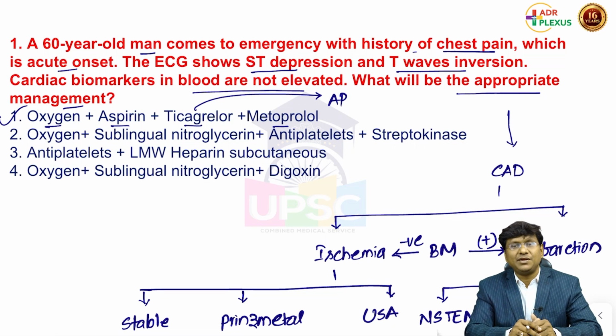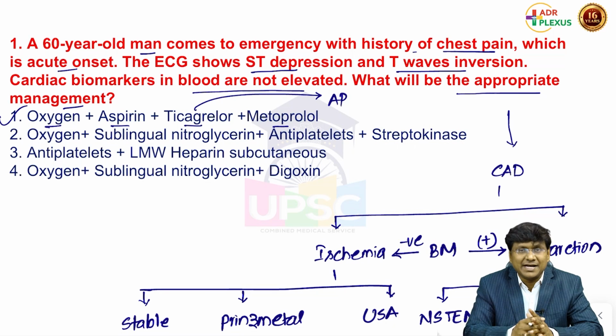And why do we need to give a beta blocker, which will reduce the heart rate? It is because in patients with myocardial ischemia or myocardial infarction, we want to reduce the heart rate in order to reduce the myocardial oxygen demand. That is the reason why we need to give beta blocker. So the best answer in this question is the first option.